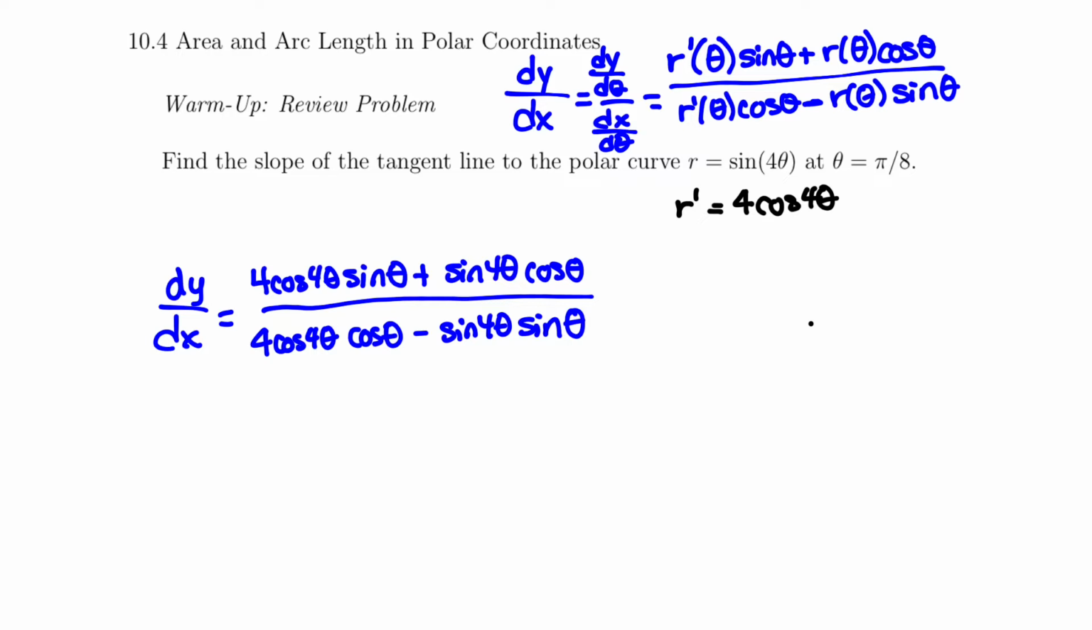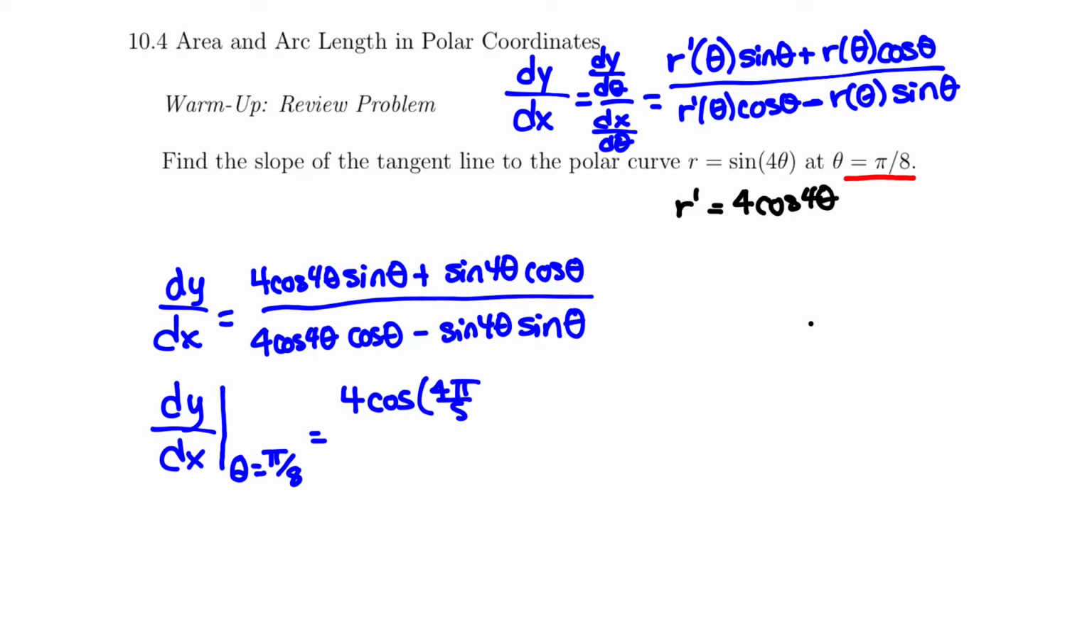We don't need that because we're specifically asked to find the derivative or the slope of the tangent line at pi over 8. So at this point, you would plug pi over 8 in for theta. So we'll plug in pi over 8 in for theta. Or in other words, we're going to find the slope of the tangent line when theta is pi over 8. And so let's see if you guys are getting that. 4 pi over 8.